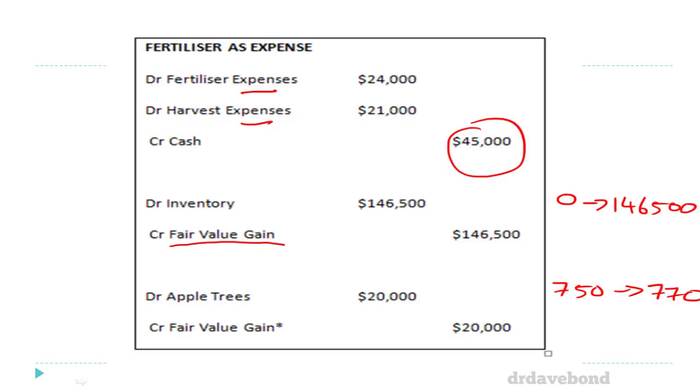What has this company done? It's got $146,500 in gain. Have they sold anything? No. They haven't sold a single thing. What have they done? That's not a trick question. What have they done? Harvest.